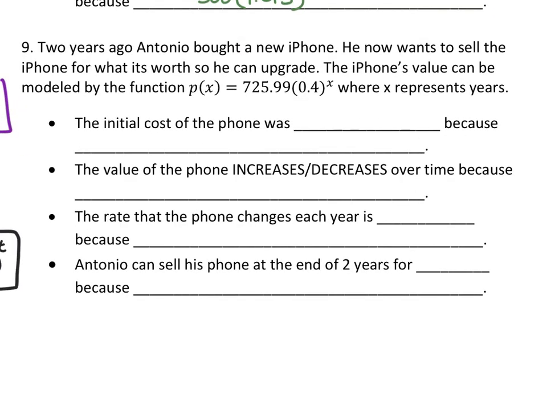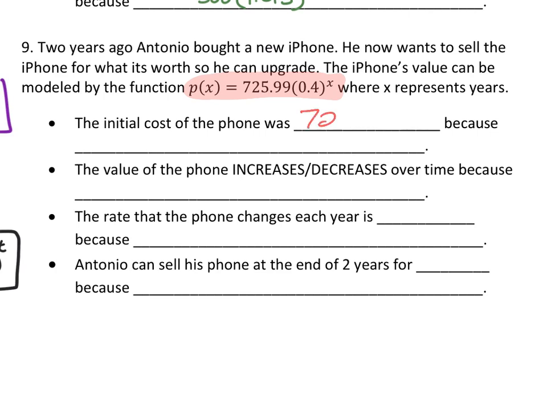Two years ago, Antonio bought a new iPhone. He now wants to sell the iPhone for what it's worth so he can upgrade. This is legitimate information. I Google this every year to make sure that this data is still correct. So if you're trying to sell back your phones, this is for real. The phone's value can be modeled by this function, P of x equals 725.99 times 0.4 to the x. What was the initial cost of the phone?